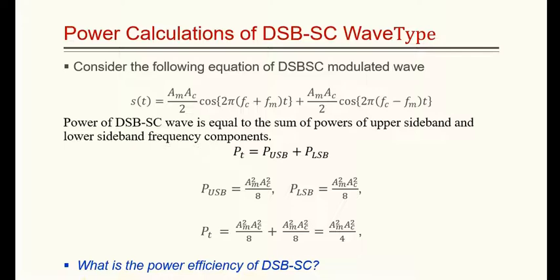Now I would like to ask you to think about what is the power efficiency of the double sideband suppressed carrier. We have seen that in AM modulation the efficiency is approximately equal to one third, or about 33%, and two thirds of the power is wasted in the carrier. Here we don't have a carrier signal. We have only the upper sideband and lower sideband. Now I'm asking you to think about what is the power efficiency of the double sideband suppressed carrier. This is left for you as an exercise.